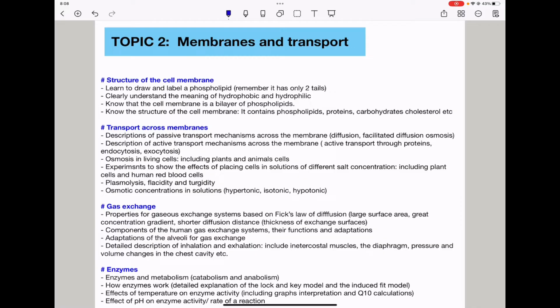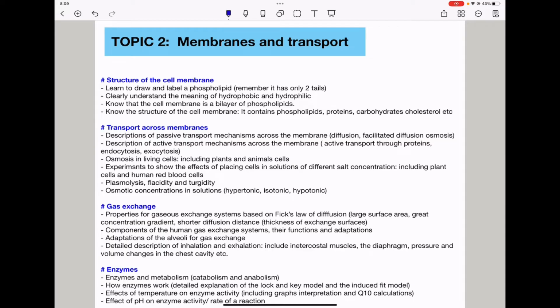From topic 2, membranes and transport. The first part is the structure of the cell membrane. Here you need to learn how to draw and label the phospholipid. And on that note, you need to remember that a phospholipid has only 2 tails. You need to clearly understand the meaning of hydrophobic as well as hydrophilic. And you need to know that the cell membrane is a bilayer of phospholipids.